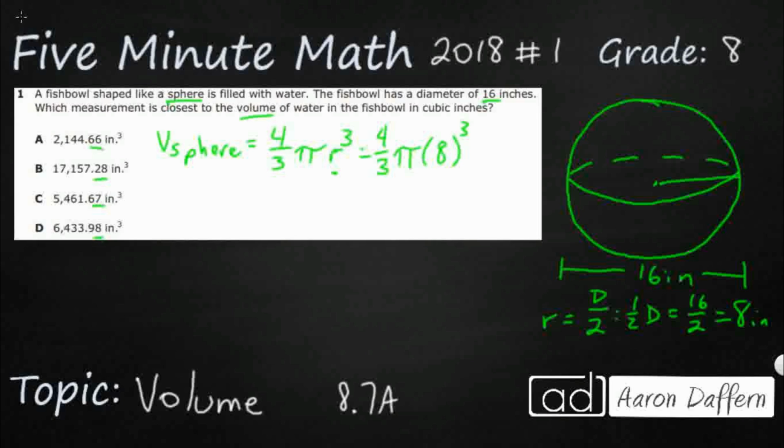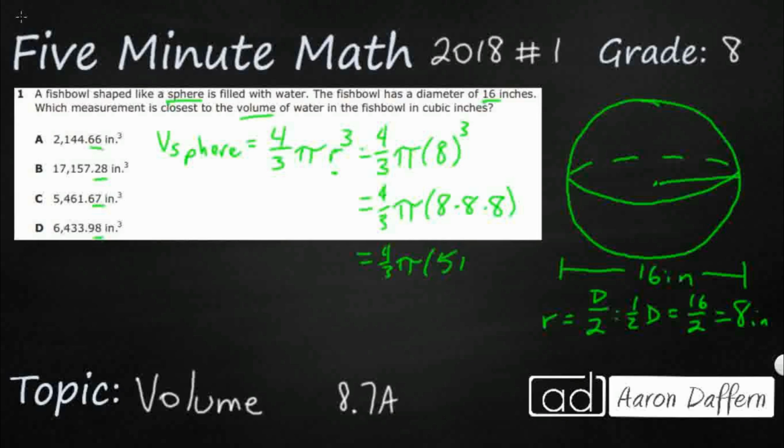So 8 cubed does not mean that we're doing 8 times 3. It's not 24. Remember, 8 cubed means 8 times itself 3 times. So 8 times 8 times 8. That's what that means. So we can do that separately on our calculator if we want to. We can do 8 to the power of 3. If you know how to do that on a calculator, that's great. If not, you can do 8 times 8 times 8. Either way, you're going to get 512.